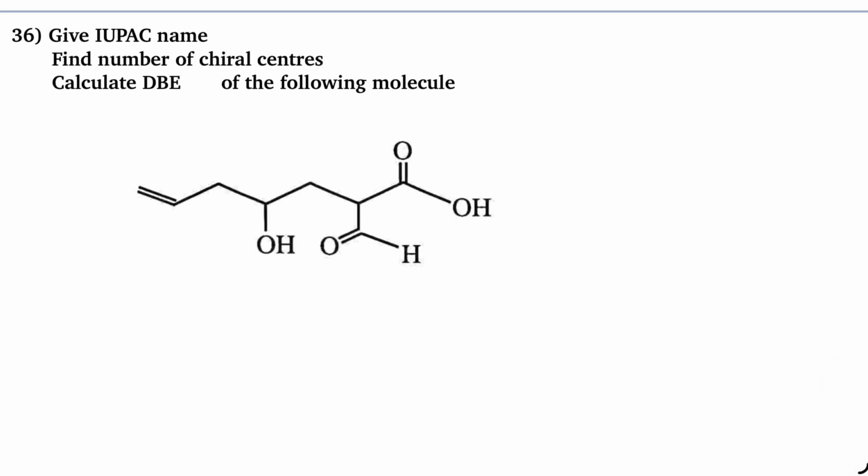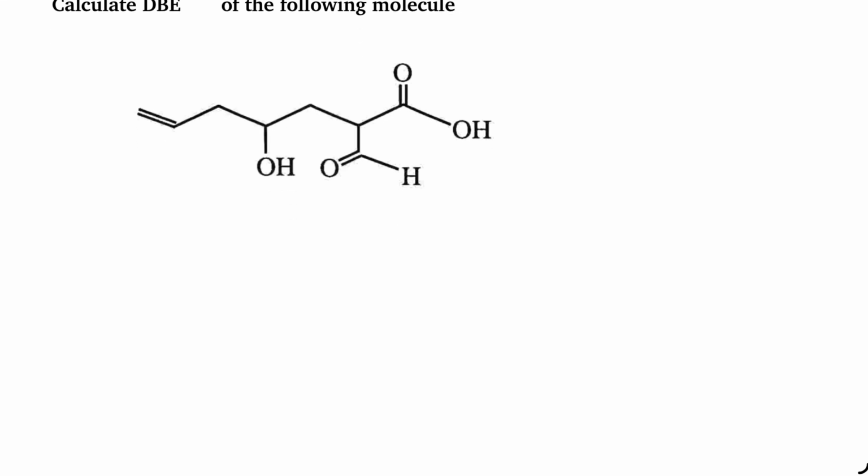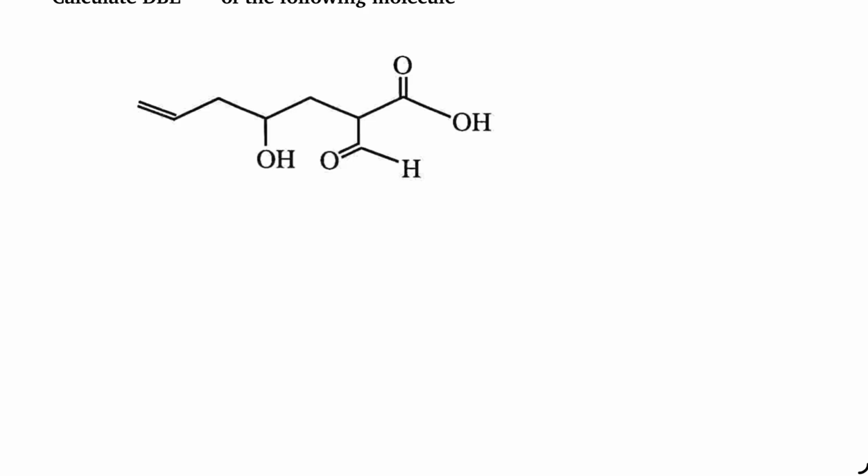Give IUPAC name of the compound, find the number of chiral centers, calculate double bond equivalence of the following. Of course, the question is about IUPAC, but I just wanted to discuss IUPAC name, number of chiral centers and double bond equivalence. IUPAC name. So this is the first carbon, second carbon, third carbon, fourth carbon, fifth carbon, sixth carbon, seventh carbon. And here this is a hydroxy group and this is a formyl group. They must be kept in alphabetical order.